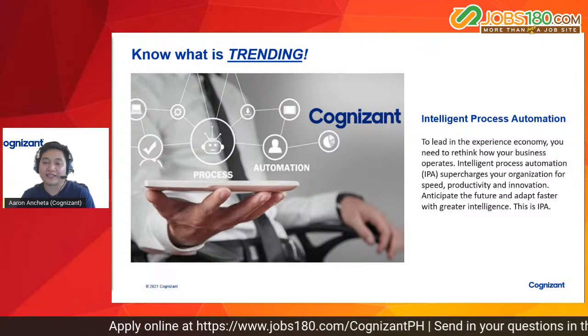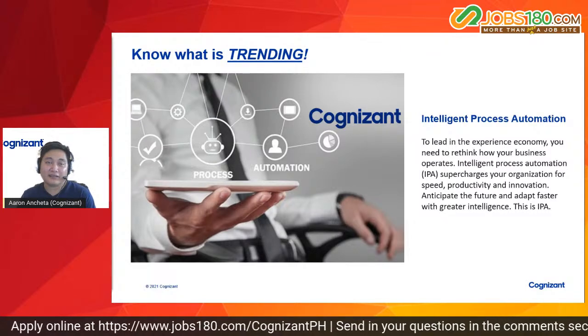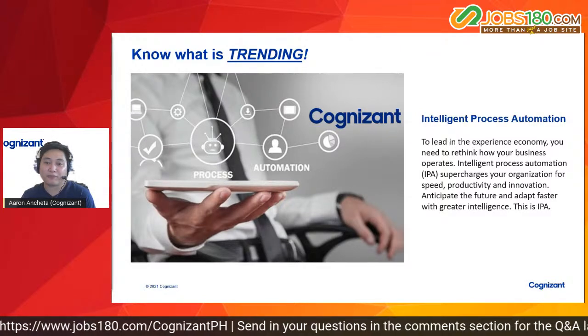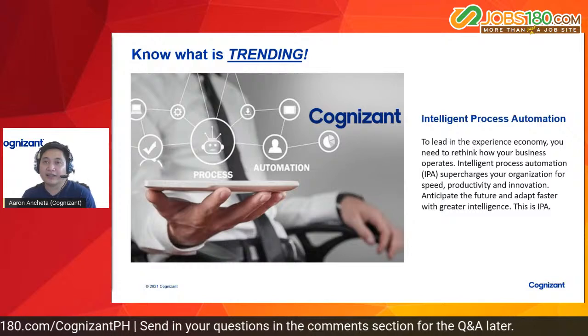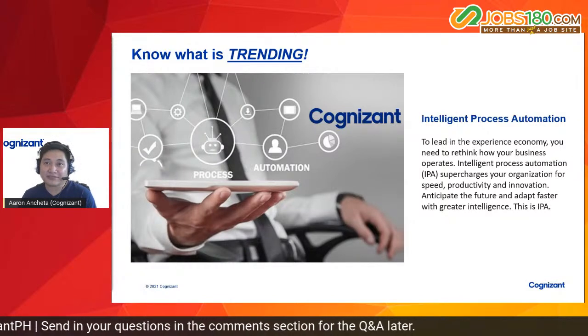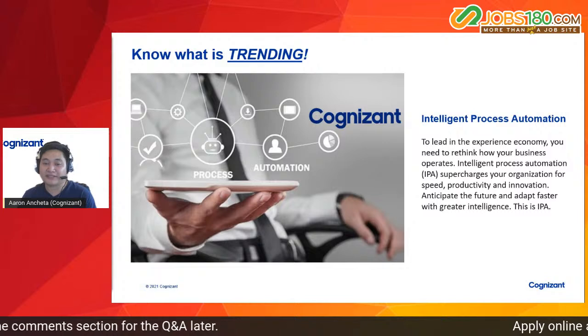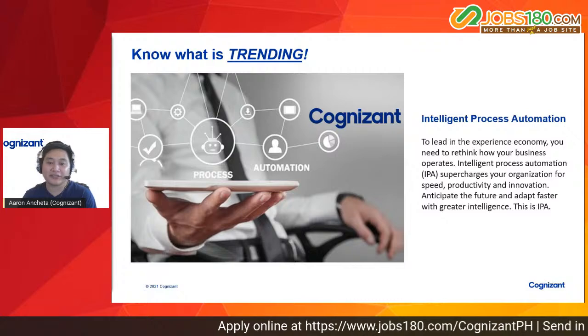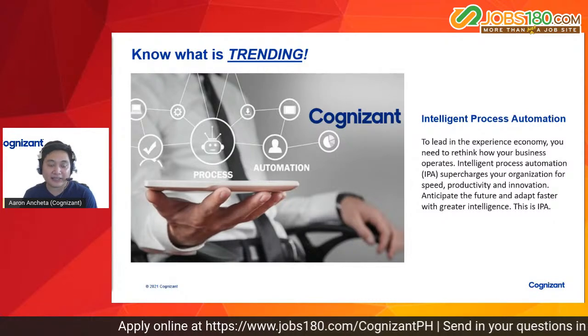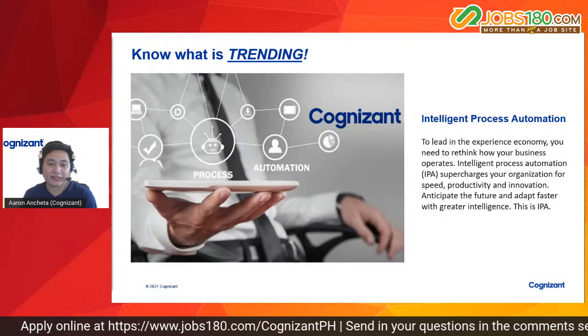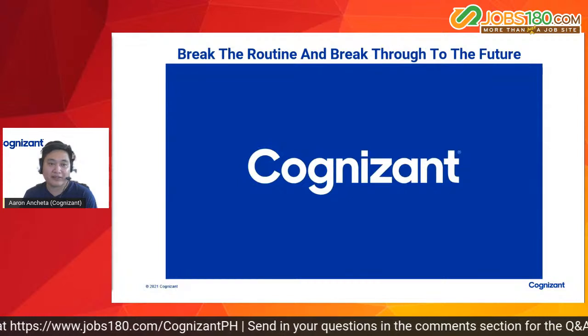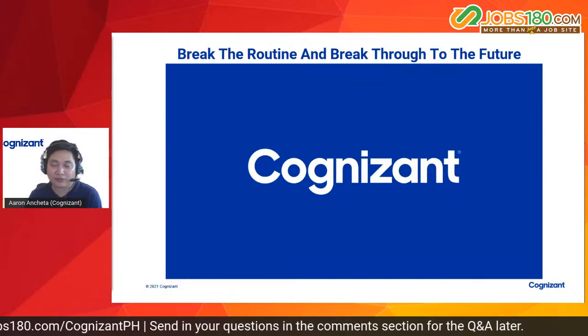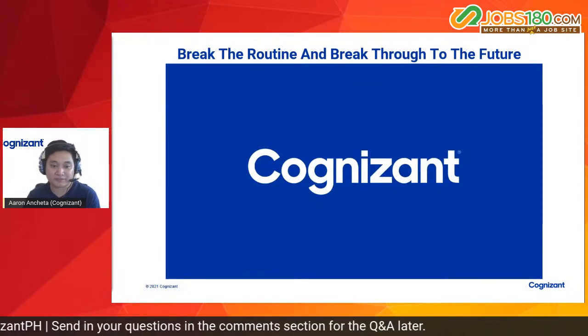If you know Tesla, their Tesla cars are now equipped with IPA. Formula One teams now use IPA, and a lot of businesses and groups are using IPA, even in the retail business. So to give you an idea about IPA, here's another clip on how to break the routine and break through to the future. So let's watch.